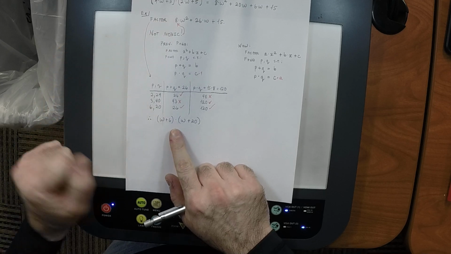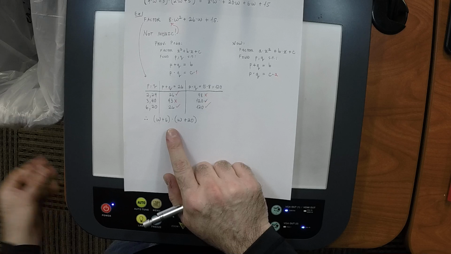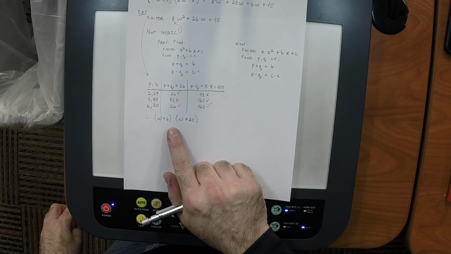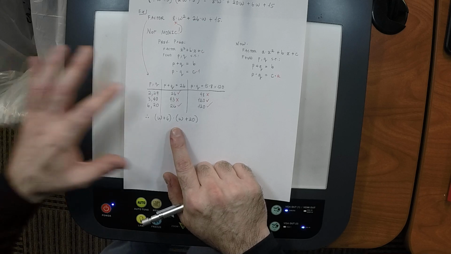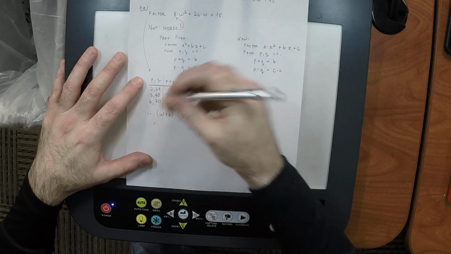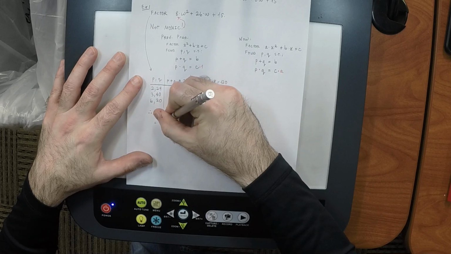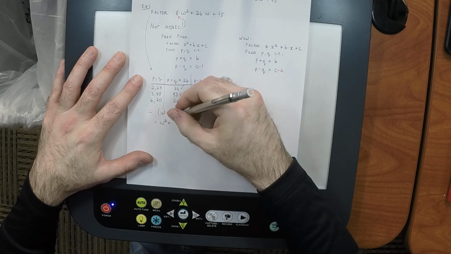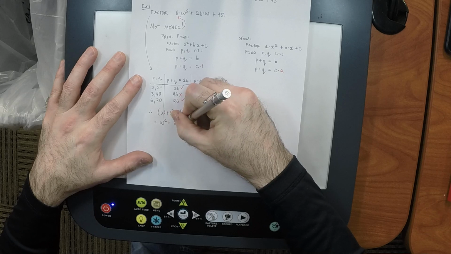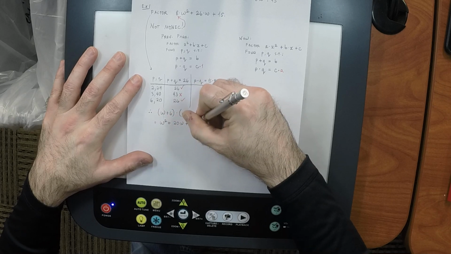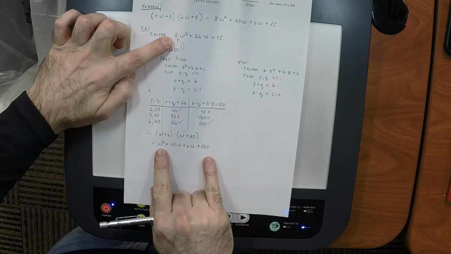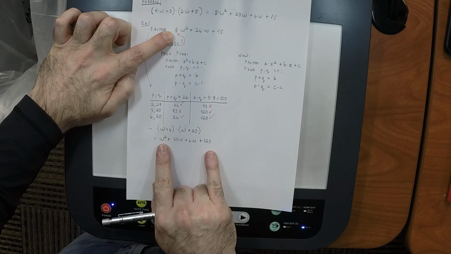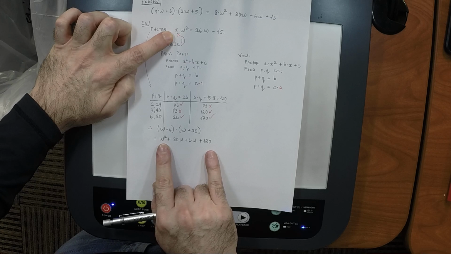Now, any factorization can be quite readily checked. How do you check it? Expand. Yeah, by FOILing it out, right? What do you get if you FOIL this out? Well, you get w squared plus 20w plus 6w plus 120. Is that going to work? That's not going to work for a variety of reasons, right?